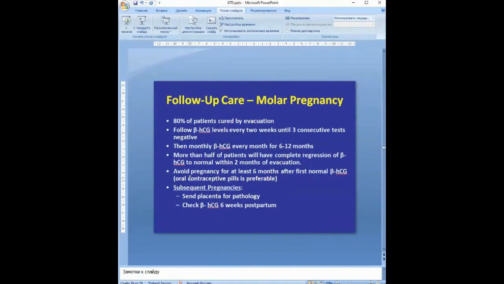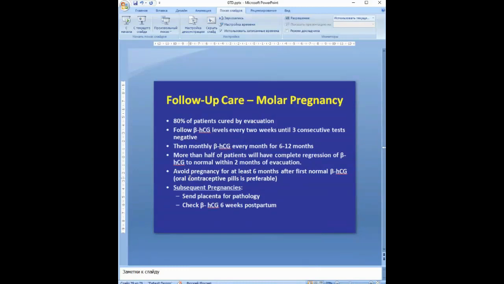Follow-up care, molar pregnancy. 80% of patients are cured by evacuation. Follow beta HCG levels every 2 weeks until 3 consecutive tests are negative. Then monthly beta HCG every month for 6 to 12 months. More than half of patients will have complete regression of beta HCG to normal within 2 months of evacuation. Avoid pregnancy for at least 6 months after the first normal beta HCG. Oral contraceptive pills are preferable.